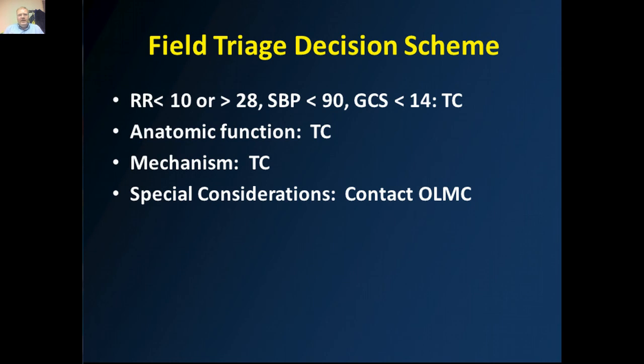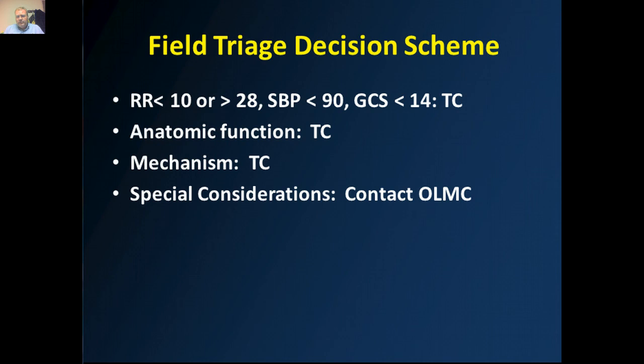Now, making a decision where the patient's going to go, this is really going to be an EMS decision, but this can help guide you in terms of whether or not you think about helicopter response or exactly how ill this patient is. So if their respiratory rate is less than 10 or greater than 28, their systolic blood pressure is less than 90, or their Glasgow Coma Score is less than 14, they need to go to a trauma center, which for us is Eastern Maine.